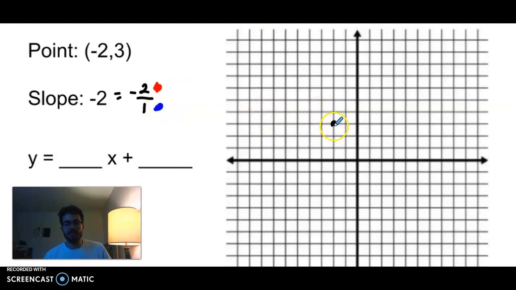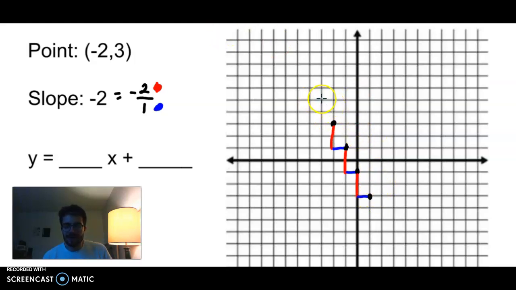So from this point, if I go down 2, and then I go to the right 1, I have another point. If I go down 2, and to the right 1, I have another point. If I go down 2, and to the right 1, there's another point.